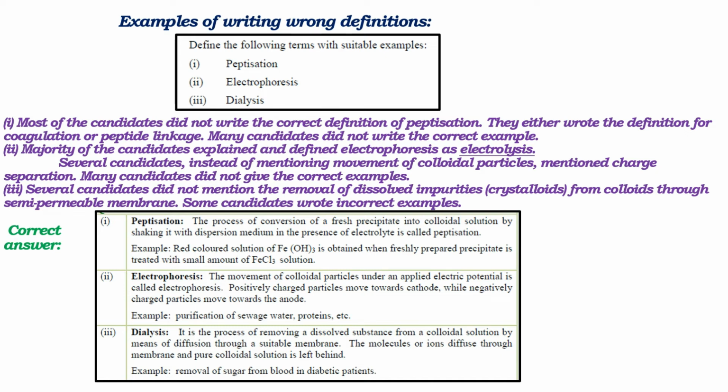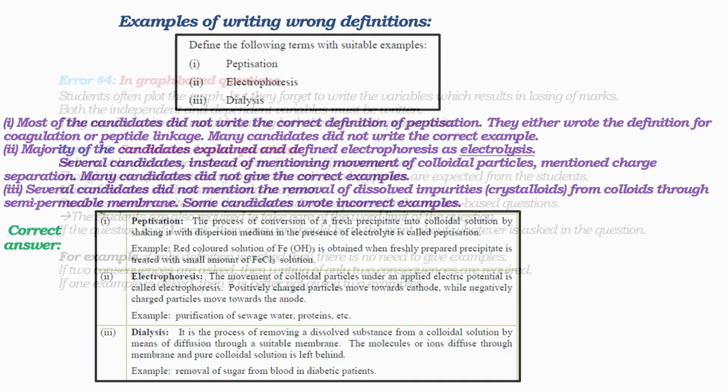Majority of the candidates explained and defined electrophoresis as electrolysis. Several candidates, instead of mentioning the movement of colloidal particles, mentioned charge separation. Many candidates did not give the correct examples. Several candidates did not mention the removal of dissolved impurities, crystalloids from colloids through the semi-permeable membrane. Some candidates wrote incorrect examples.